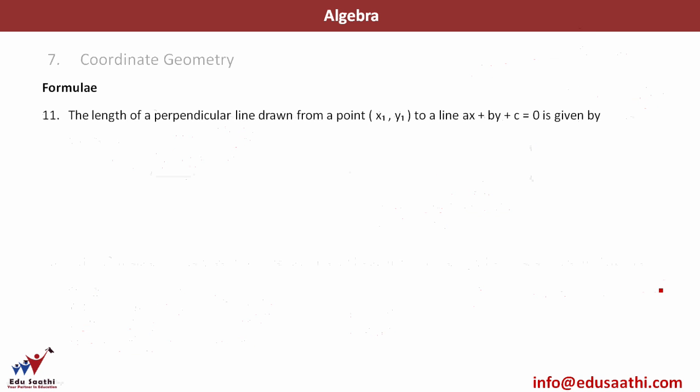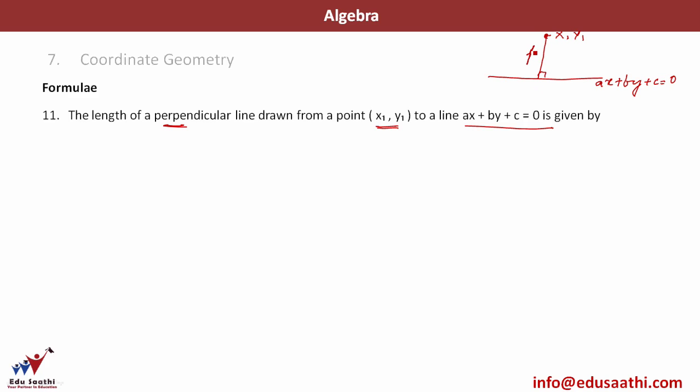The next formula that we have is to find out the length of perpendicular drawn from a point (x1, y1) to a line. So you have a line, you already know the equation of the line, ax plus by plus c is equal to 0. From an external point (x1, y1), you are drawing a perpendicular. I am not saying a perpendicular bisector. You are drawing a perpendicular from this point to this line.